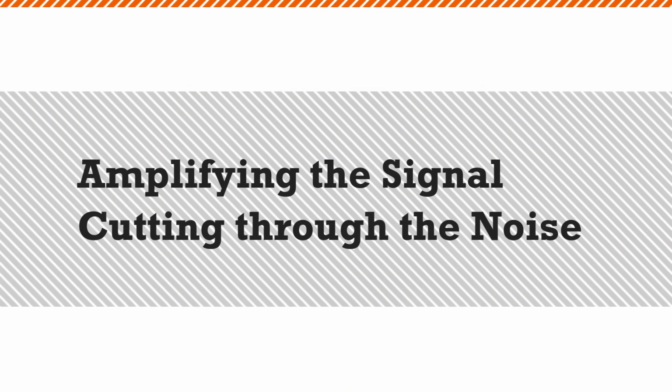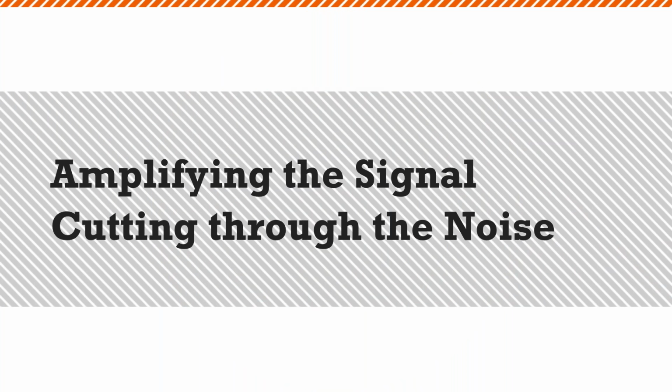All right. So now we're going to talk about something called amplifying the signal, cutting through the noise. So basically, if any of you are audio people, then you're probably familiar with a term called signal flow, which is basically the path that a signal travels from its origination to wherever it's supposed to end up.